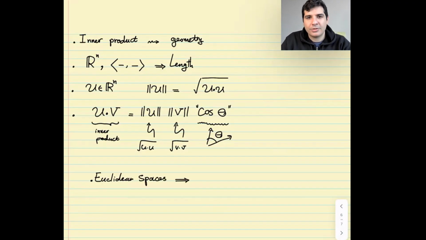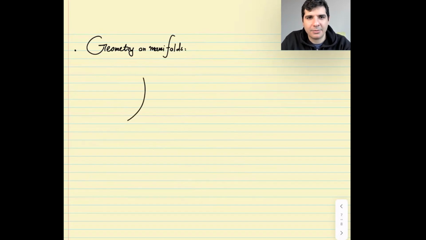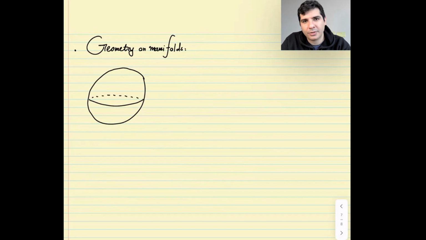Now we want to extend this notion of inner product and geometry from Euclidean spaces to smooth manifolds. That's the main goal of this lecture. How can we do that? Suppose I have some smooth manifold. Again, schematically, let's think about the two-sphere. Let's say we want to do geometry on the two-sphere or some arbitrary smooth manifold. So let's sketch something here. Let's say this is our manifold. I want to do geometry, so I need a notion of inner product.